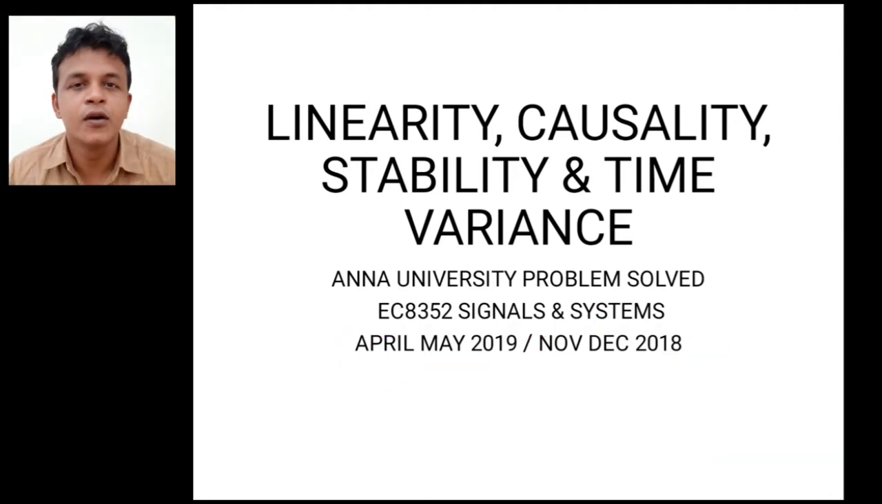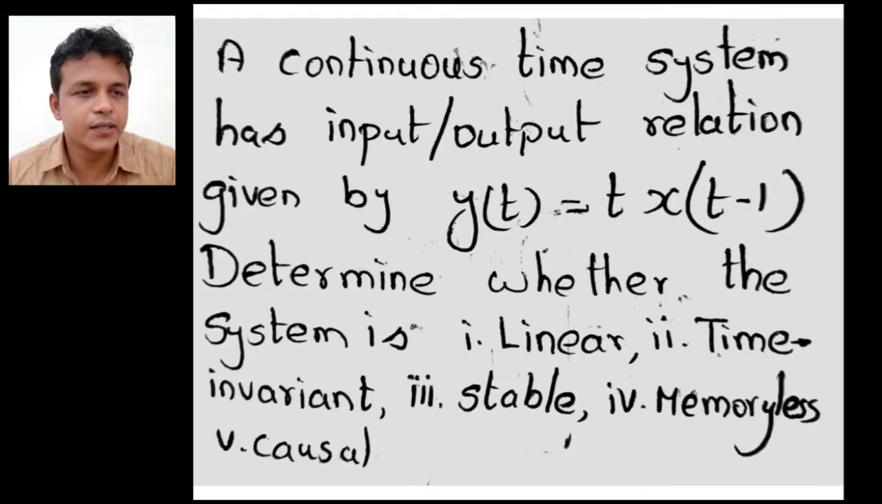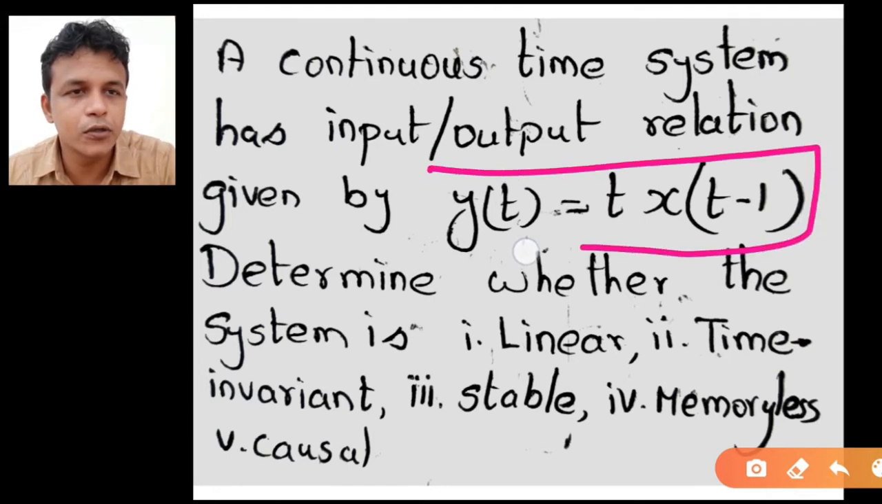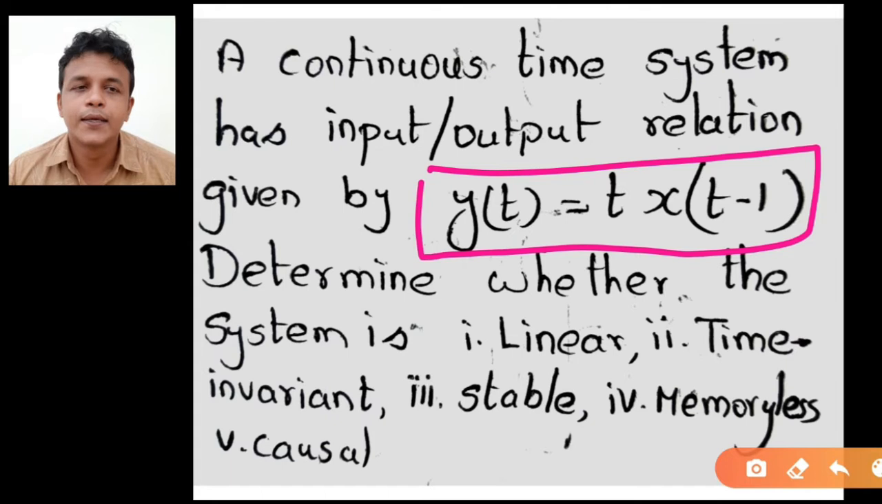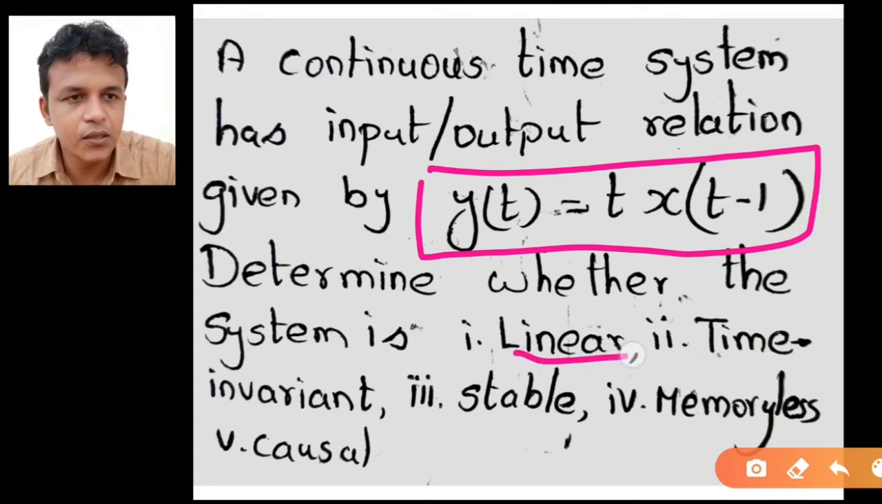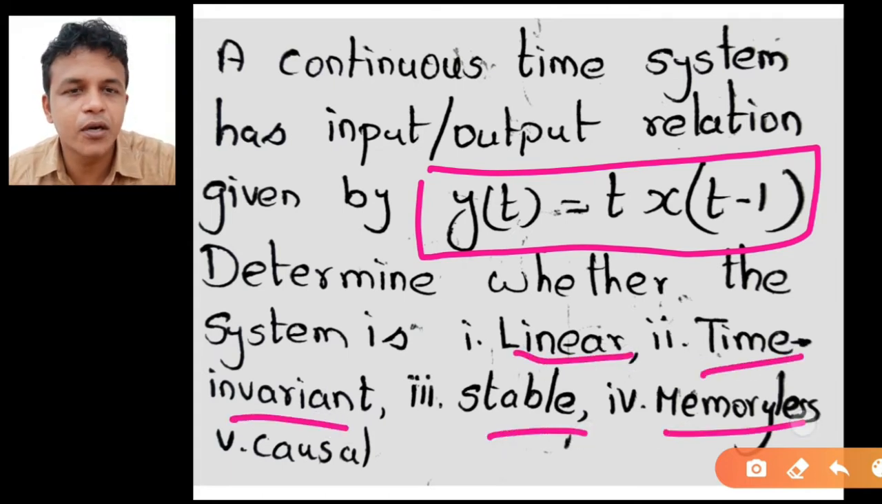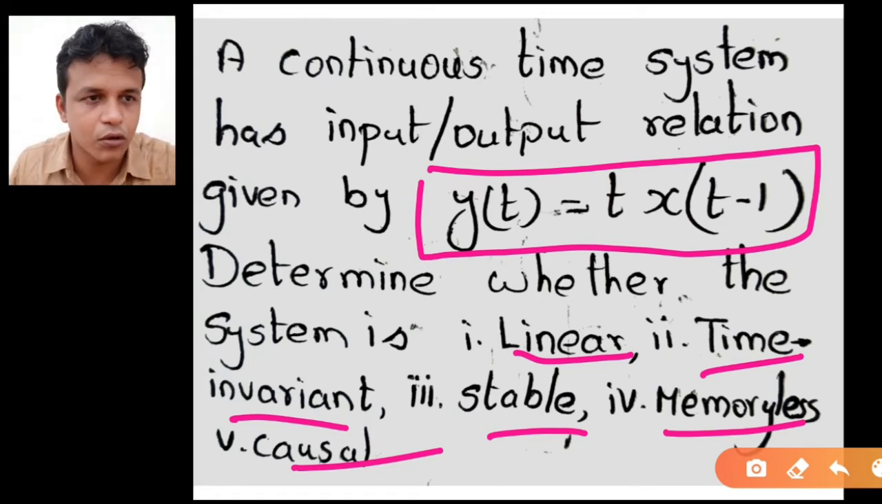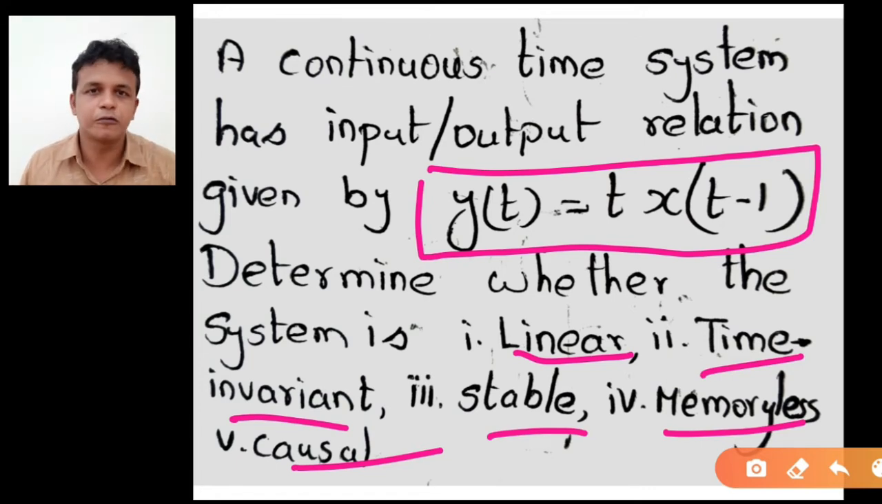Now let us go for further discussion. The first question here is: a continuous time system has input output relationship given by y of t equal to t into x of t minus 1. Determine whether the system is linear, time invariant, stable, memoryless and causal. So we have to find whether the given system is linear or non-linear, time variant or time invariant, stable or unstable, a system with memory or memoryless, and causal or non-causal. These are the things that we have to find.